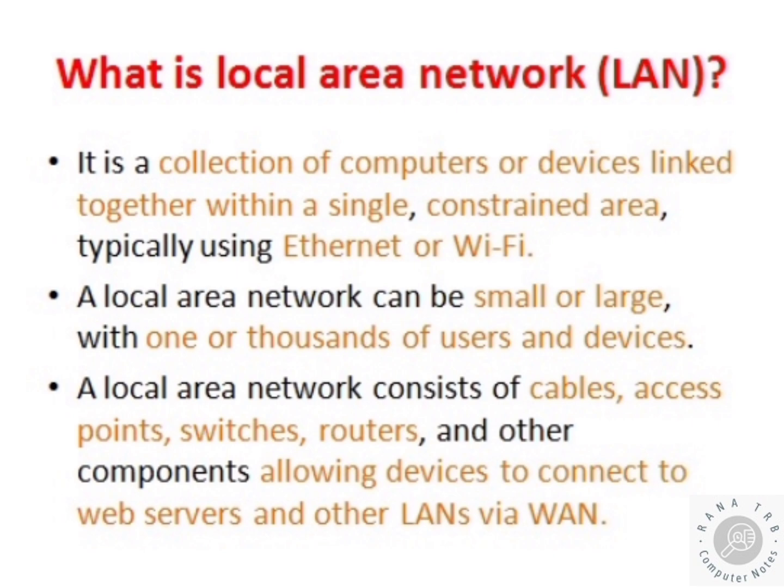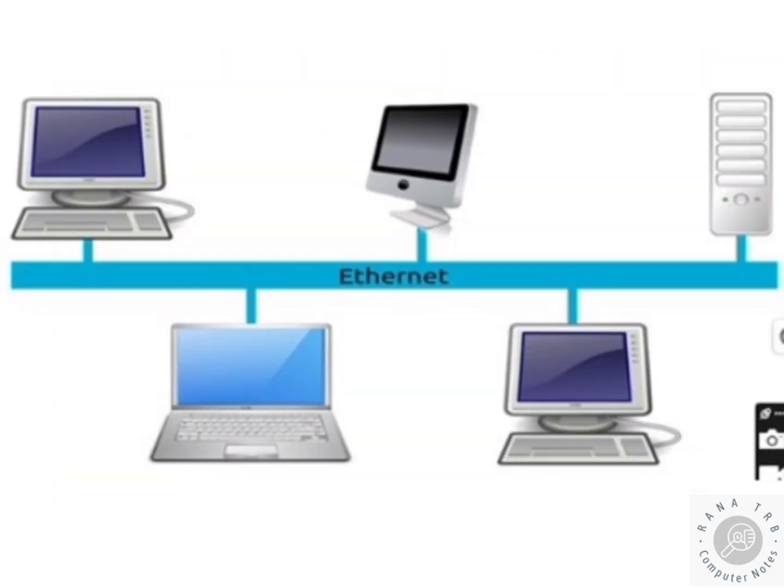This local area network can be small or large, with one or thousands of users and devices. And this LAN consists of cables, access points, switches, routers and other components that allow the device to connect to the web server and other LANs via WAN networks. Got it? It can be used in either small or large areas. This is the diagrammatic view of a wired Ethernet cable connecting the different LAN systems.